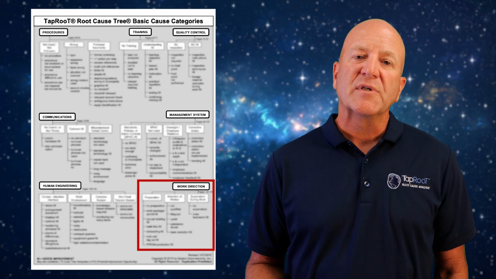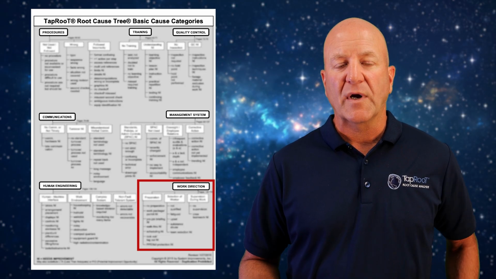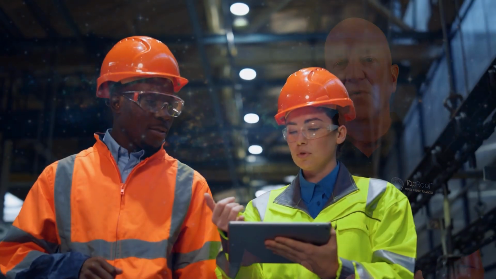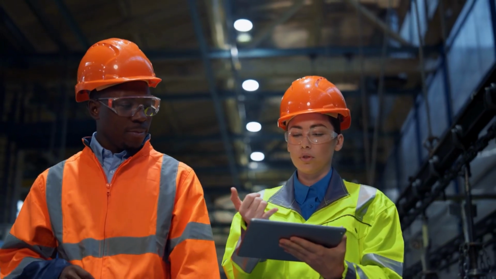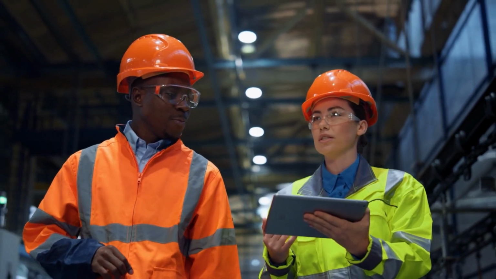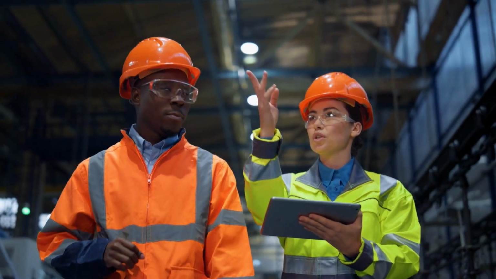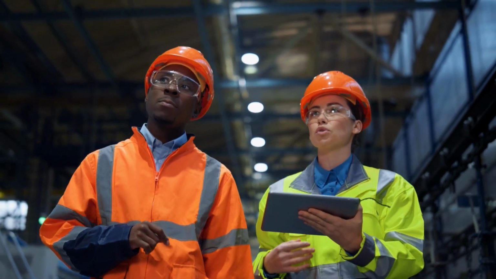There's a lot of systems we can put in place for work direction, and that's basically how we supervise our people. So when we put a supervisor in the field with our people, one of their jobs is to make sure that they prepare well. So let's take a look. What do our work packages look like?